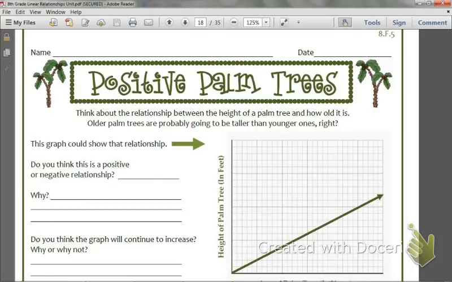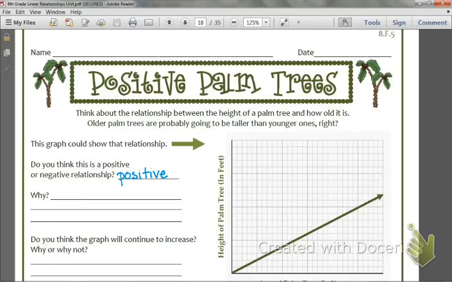Okay, so we just need to decide if it's positive or negative. So that's our first question. Is it positive or negative? It is going up in that direction, so we think it's going to be positive. All right, why? Why is it positive?